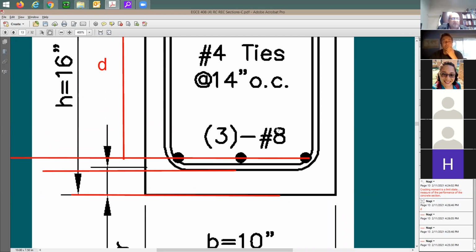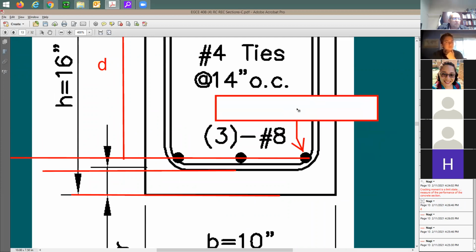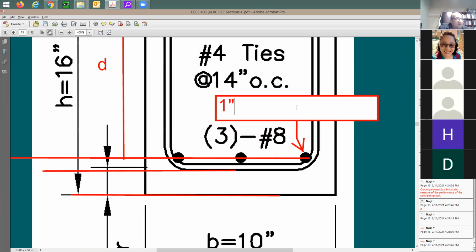How about this rebar size? What is number 8? Can someone remind me what is number 8? The size of number 8? 1 inch. So how much is 1/2 of it, like the radius? It's going to be 1/2 inch. Meaning from this red line to this red line is how much?